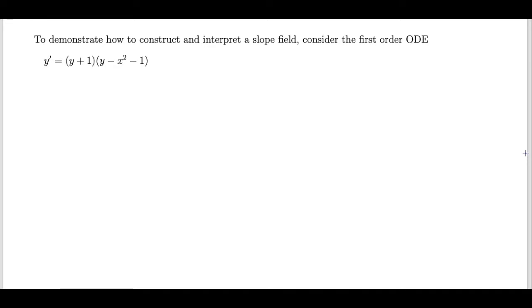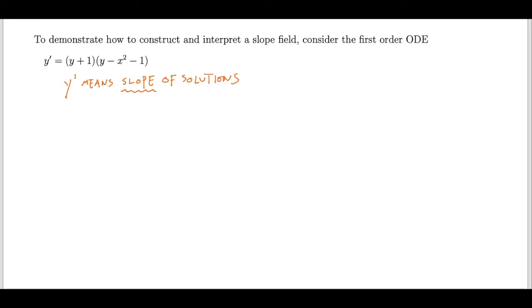The differential equation we're provided with is y prime equals y plus 1 times the quantity y minus x squared minus 1. The fundamental idea that drives the construction of a slope field is that a y prime term, a first derivative, indicates the slope of the solutions. As such, I can manipulate my first order differential equation to identify more specific information about slopes of solutions.